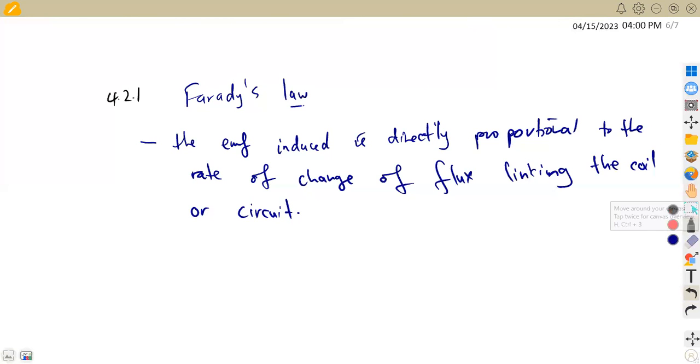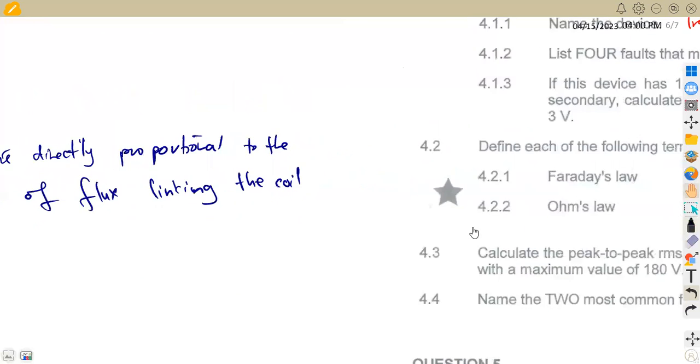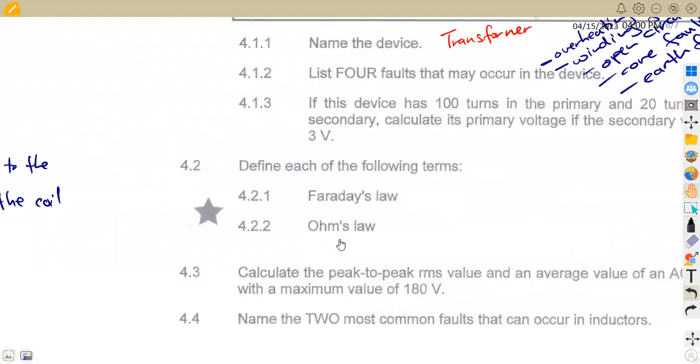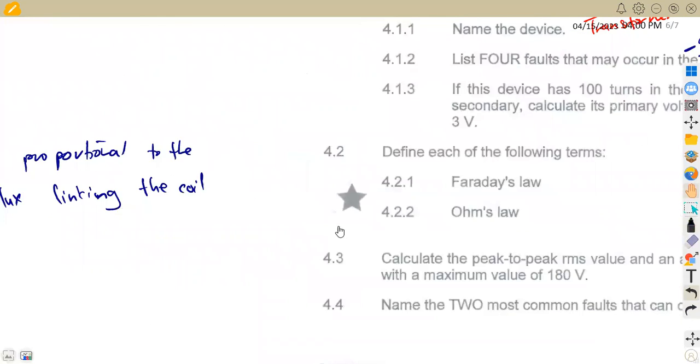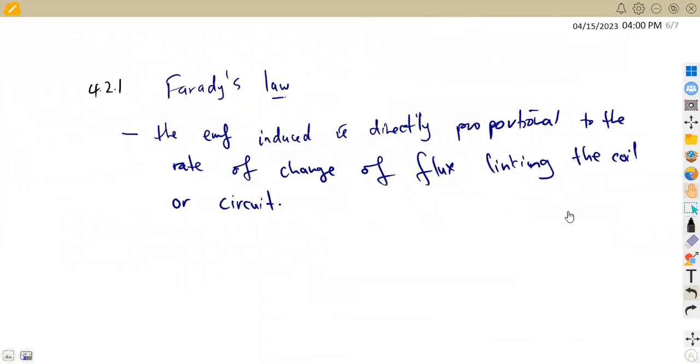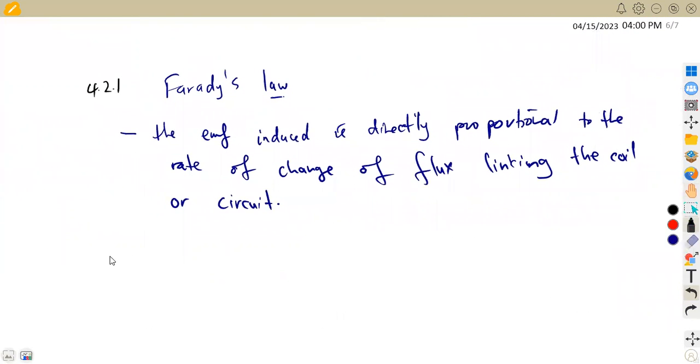The other one, 4.22, is Ohm's law. This is actually 3 marks each, 2 times 3. This was a lot of marks. Anyway, we are supposed to know these laws, guys. So 4.22, we are given Ohm's law in this case.